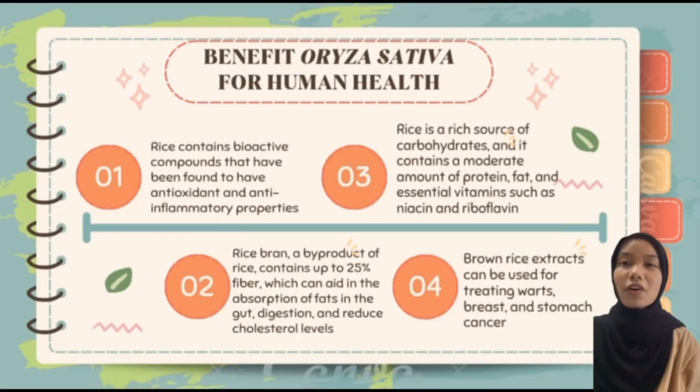I will give you 4 examples of the benefits of Oryza sativa for human health. First, rice contains bioactive compounds that have been found to have antioxidant and anti-inflammatory properties. Inflammatory properties are the ability of certain food to either cause or reduce inflammation in the body. And number 2, rice bran, a byproduct of rice, contains up to 25% fiber, which can aid in the absorption of fat in the gut, digestion, and reduce cholesterol level.